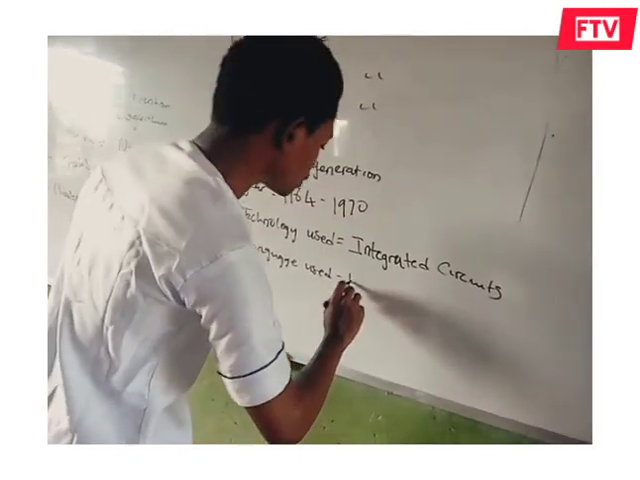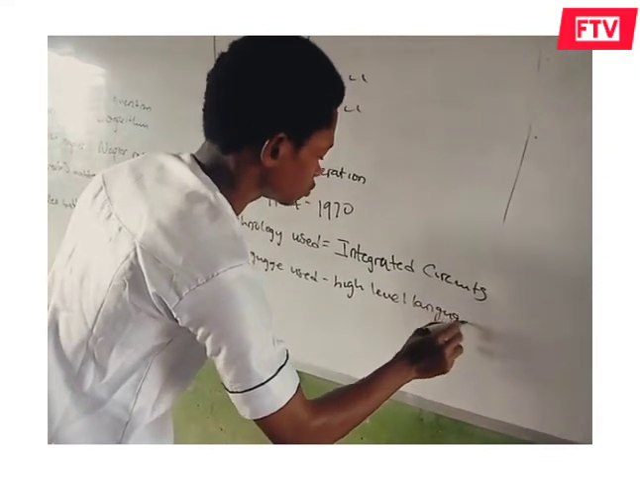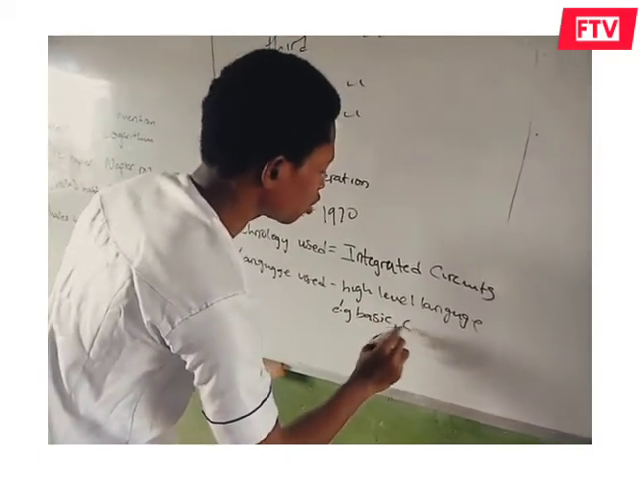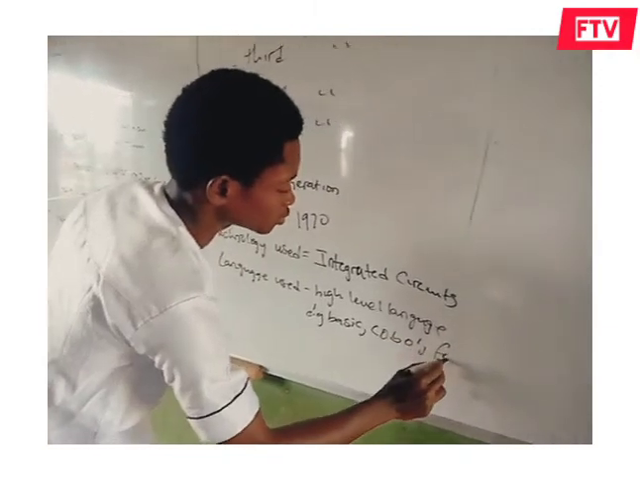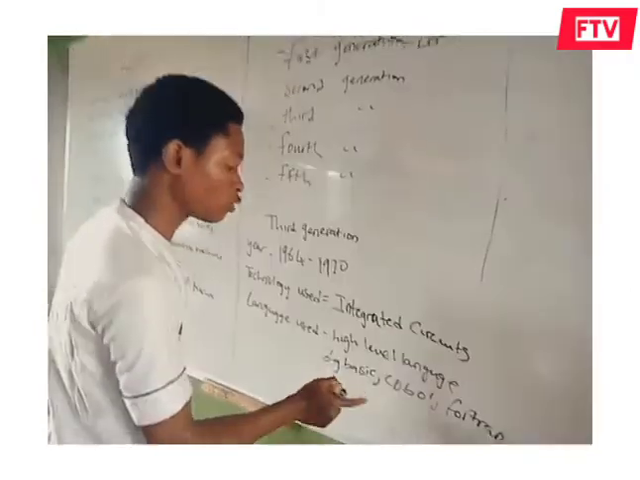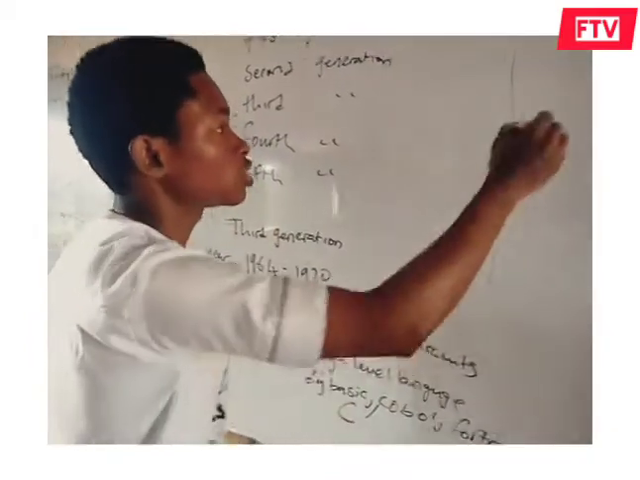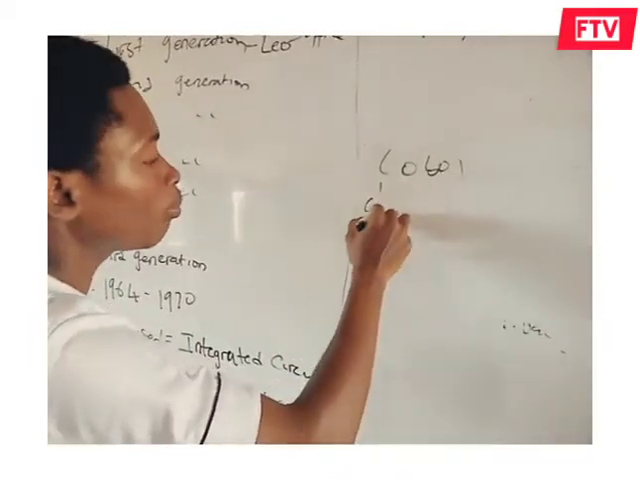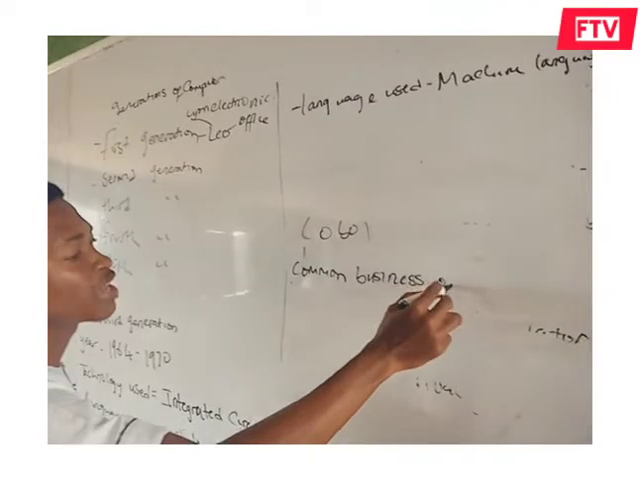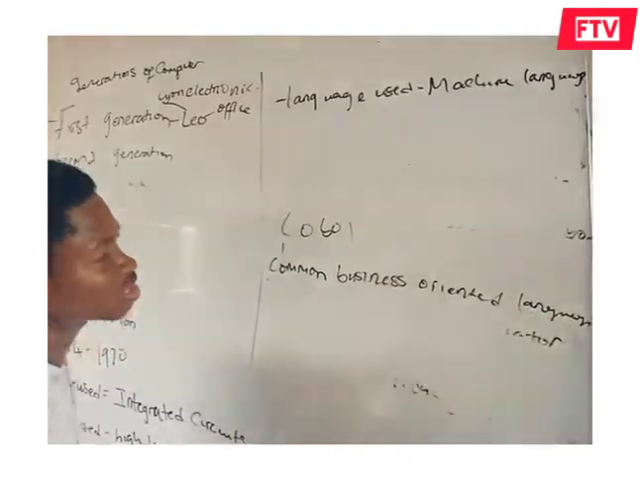Now, the language used. We have high-level language. Examples: we have BASIC, COBOL, and FORTRAN. I've given you the meaning of BASIC and FORTRAN. We are talking about COBOL. COBOL means Common Business Oriented Language. So let's take note of this.